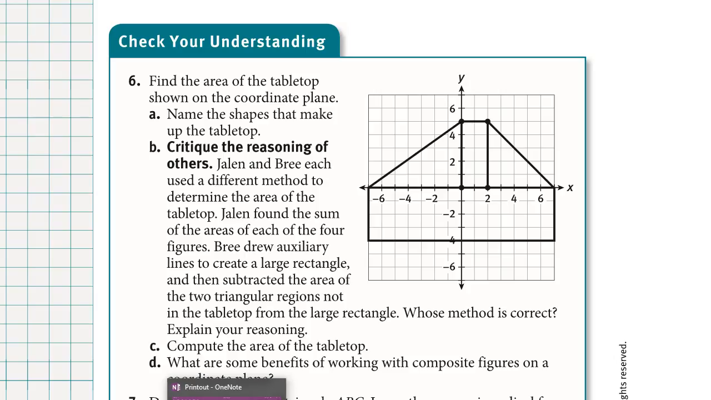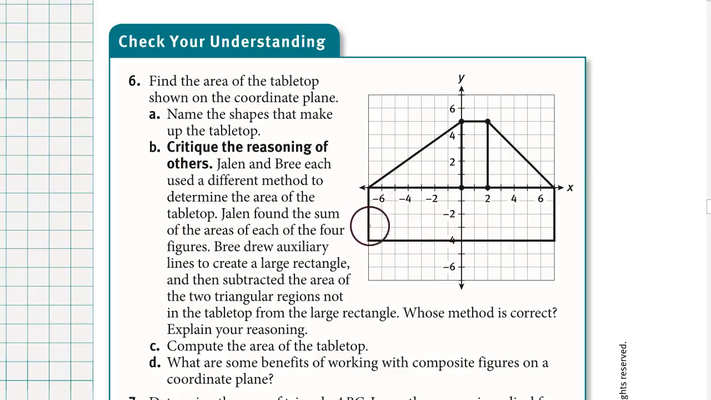Let's jump ahead to the check your understanding questions. Find the area of the tabletop shown on the coordinate plane. Remember that the other day we were talking about a scenario where a company charges $8.50 per square foot for a tabletop. So to find how much to charge, we would need to be able to find the area of this pretty complicated tabletop. This is a composite figure made out of rectangles and triangles. We can use our formulas to find the area of each piece of the figure.